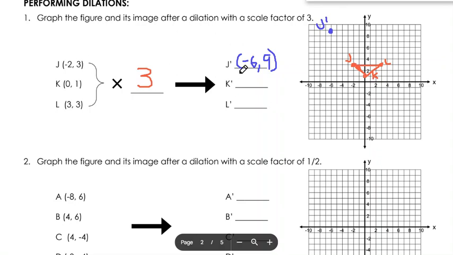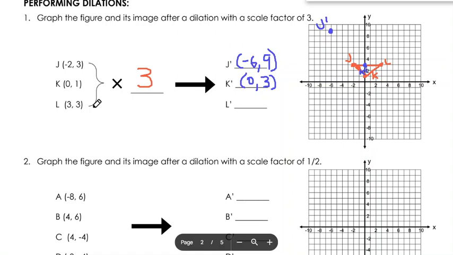All right, so now I'm going to do the same thing for K. K is (0, 1). So 0 times 3 is still 0. 1 times 3 is 3. So that would be (0, 3). So 0 on the left or right, and 3 would be right here. And that would be K prime. That's my new K prime.